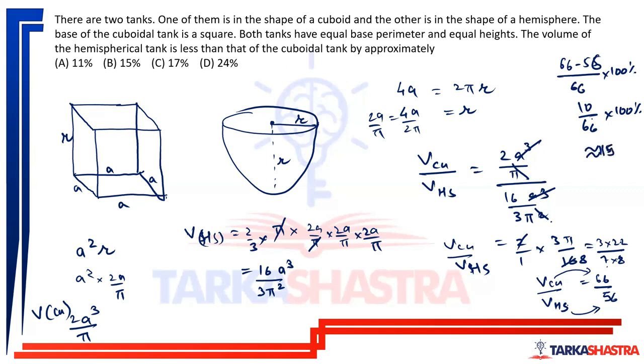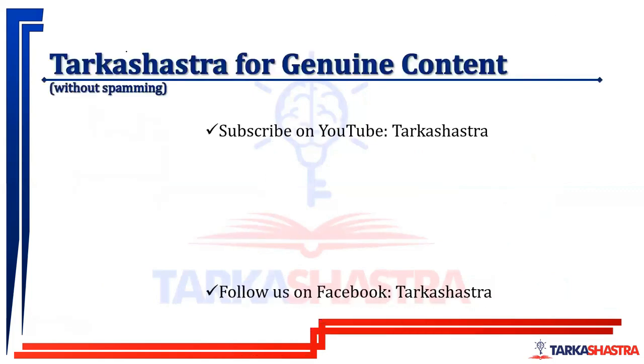Yes or no? This is 1000 upon 66. Had it been 990 upon 66, it would have been exactly 15%. But now it is approximately 15%. So these are the concepts of mensuration.